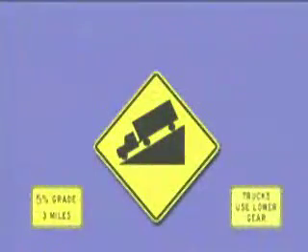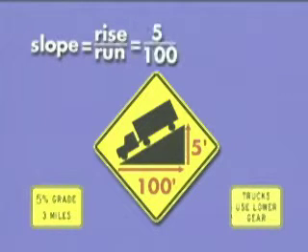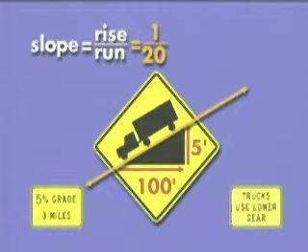This sign is a perfect example of a slope triangle. The rise is 5 and the run is 100. Slope is equal to rise over run. So the slope of a road with a 5% grade is equal to 5 over 100, which reduces to 1 over 20. Therefore, though it's not drawn to scale, the slope of the line representing this road is equal to 1 over 20.